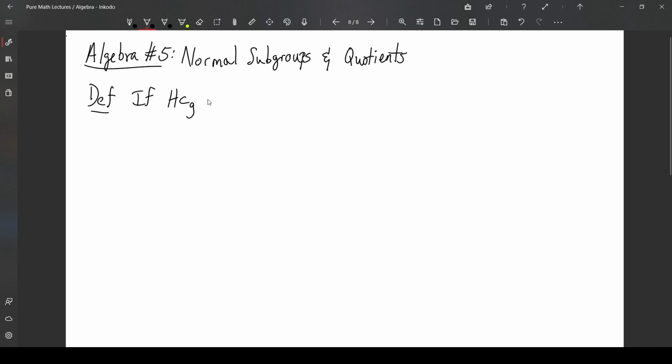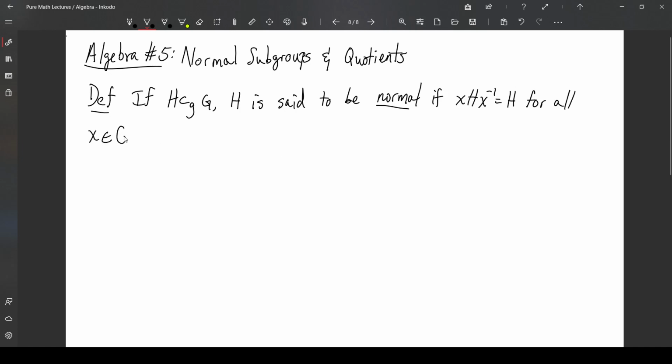If H is a subgroup of G, H is said to be normal if xHx inverse equals H for all x in G. And notice this is equivalent to saying xH equals Hx.